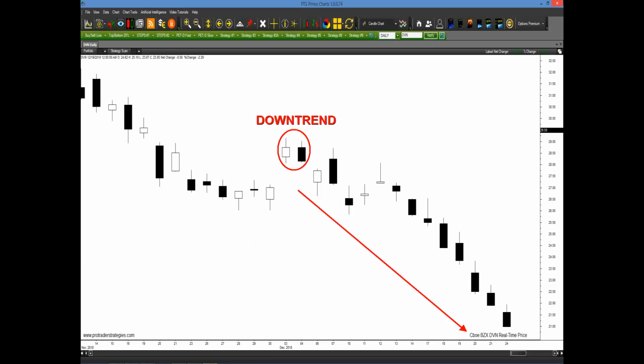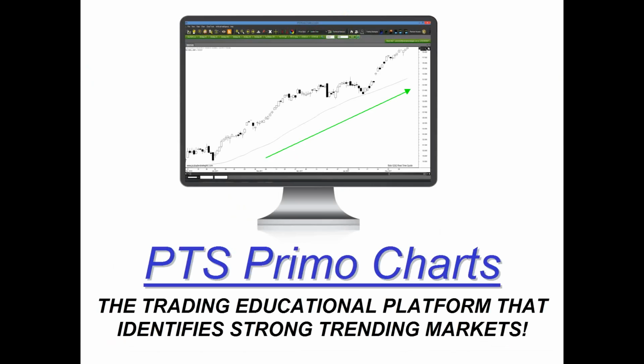You're going to see today how simple it is to find these strong trending moves and these really fast directional moves in the market, any time frame, by using our platform. This is the PTS Primo charting platform. This is the educational platform that identifies strong trending markets. Everything is one click away, and we specifically designed it to be extremely simple. So this is going to be a great presentation today.